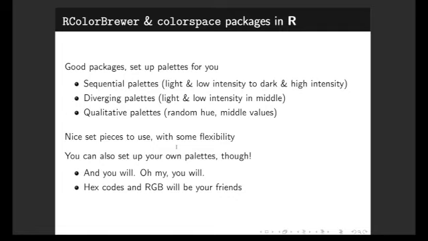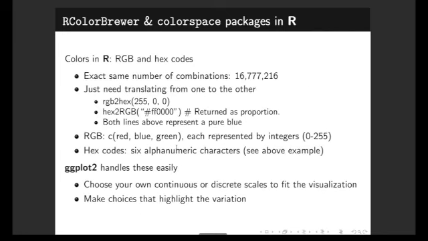But RColorBrewer and colorspace packages are really useful. We're going to learn how to set up our own palettes and use hex codes and RGB and translate between the two. Again, 17 million almost combinations there. And these are a couple of pieces of code in R that translate from RGB to hex and hex to RGB. One of them requires a package, and the other one is in base R. But both of these lines actually represent the same color, just in RGB in this case and in the hex code in this case, right?